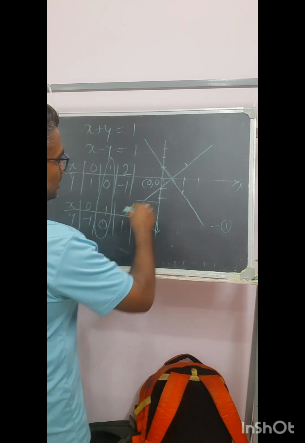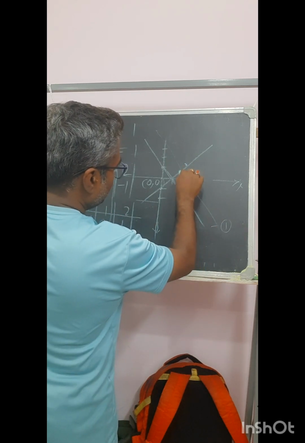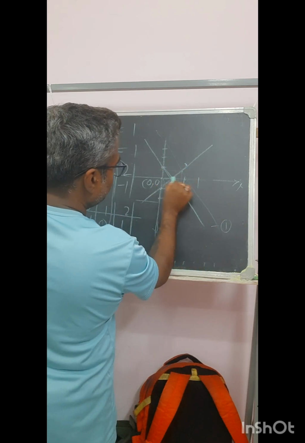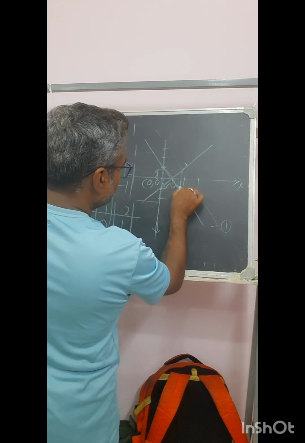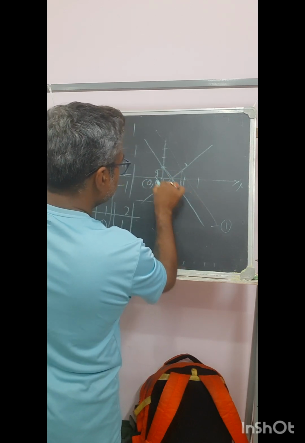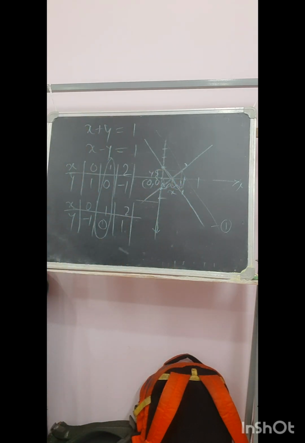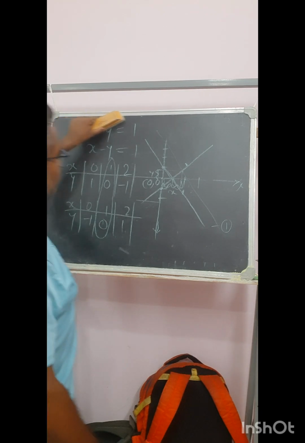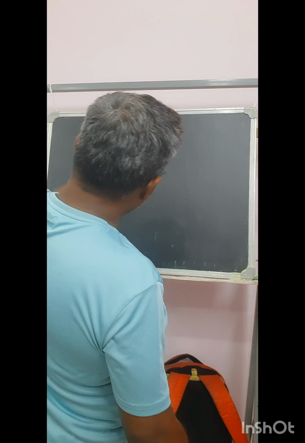If it is not the case, and some line comes like that, you have to drop a perpendicular to this and measure this part and this part. So this will be your solution. This part will be x, this part will be y, and accordingly I will get the value in graphical representation. Okay, now coming to the next method.